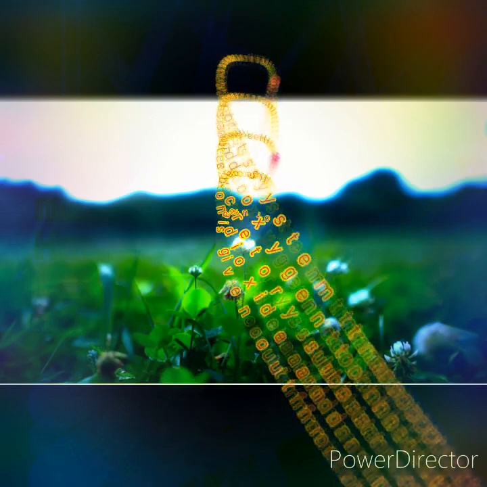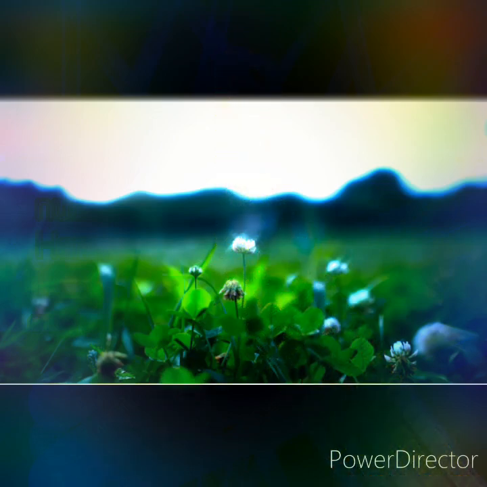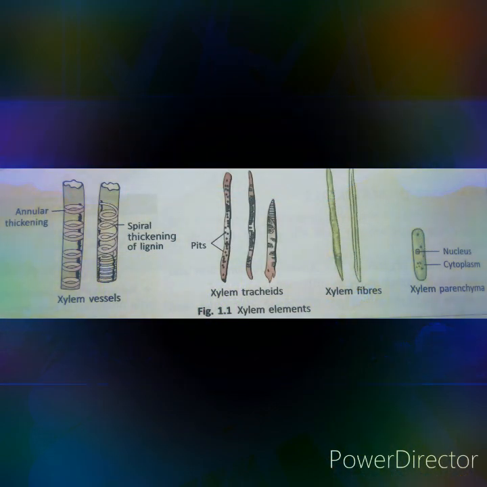There are 4 types of xylem tissues, that is xylem vessels, xylem tracheids, xylem fibers and xylem parenchyma. The xylem vessels are thick-walled, non-living, long, tubular cells. They act like tubes as they have to transfer the water from one cell to another cell, and they are working against the force of gravity.